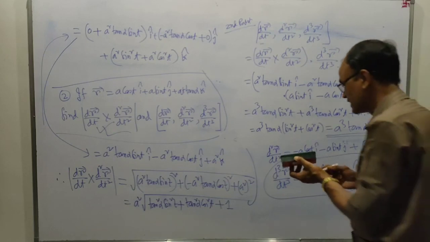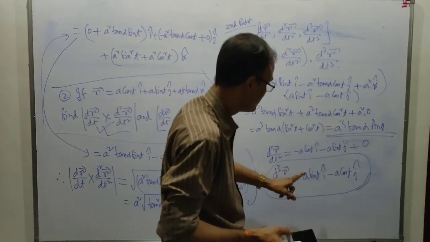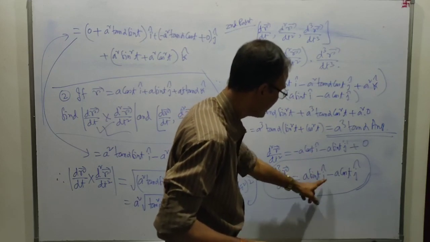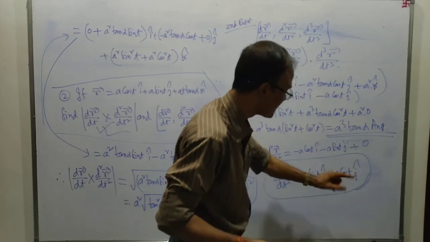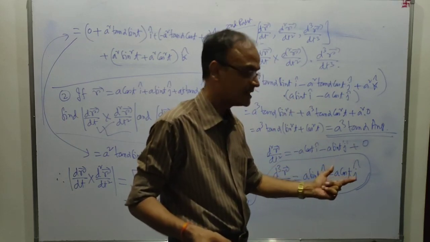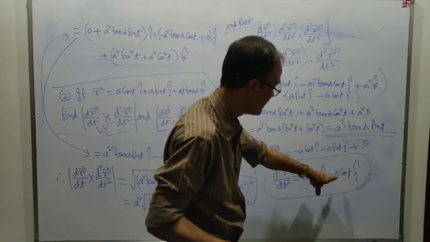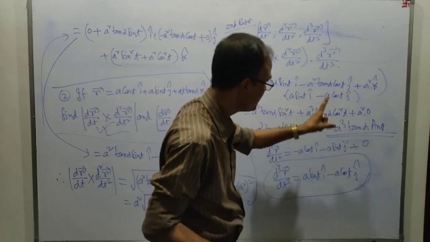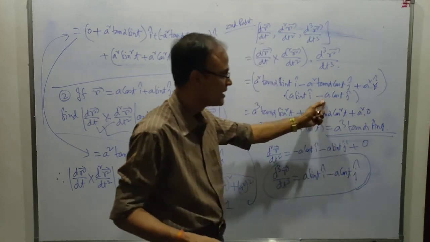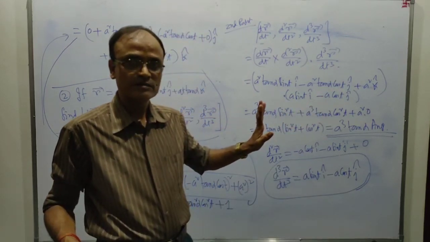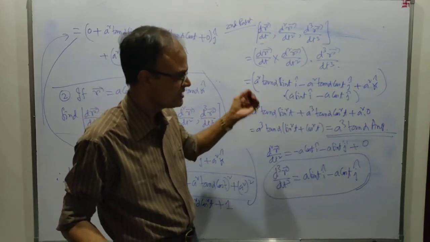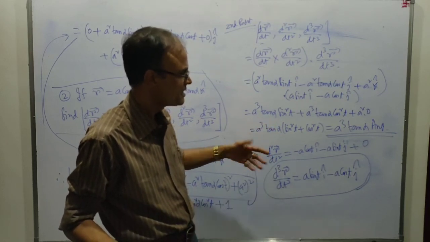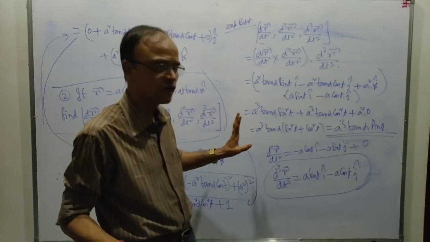Just notice this term, d cube r bar by dt cube. It should have been a sin t i cap minus a cos t j cap. Earlier we wrote it as plus a cos t j cap. It should have been minus a cos t j cap. Just one simple mistake was there, and we have corrected this. I think there will be no problem.